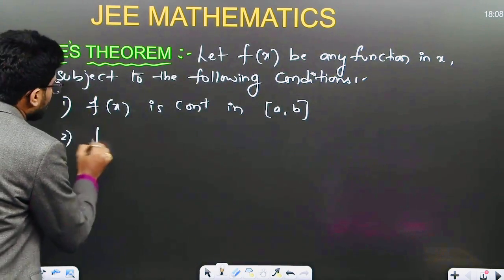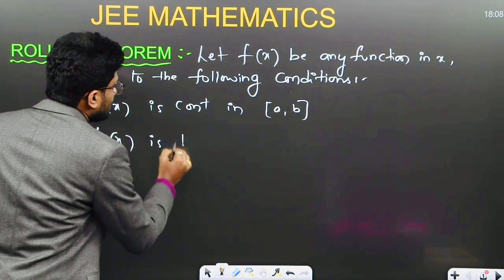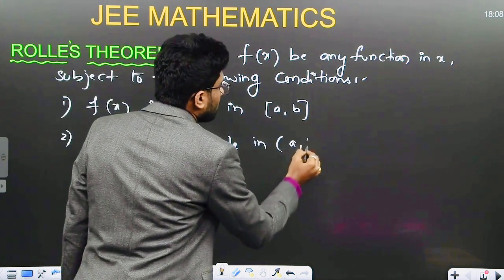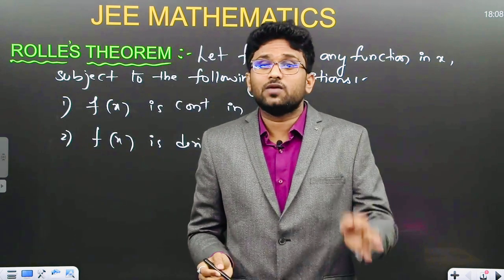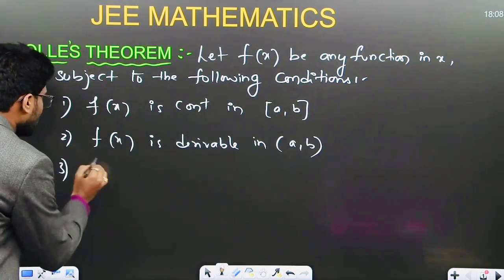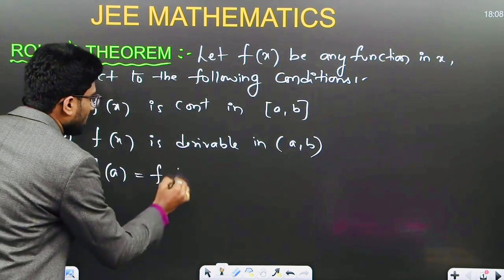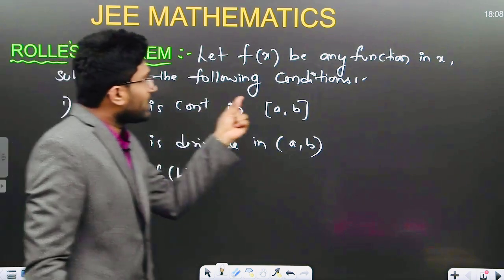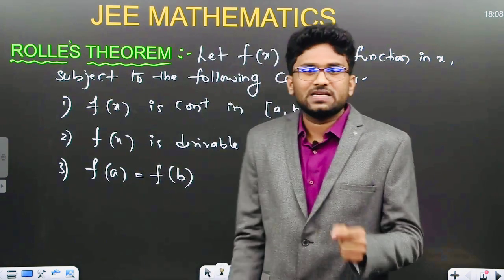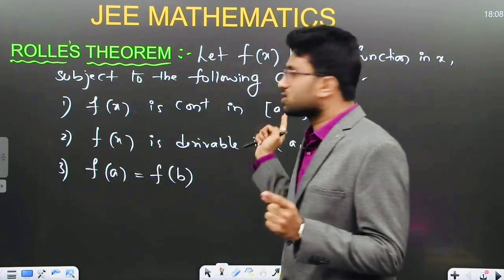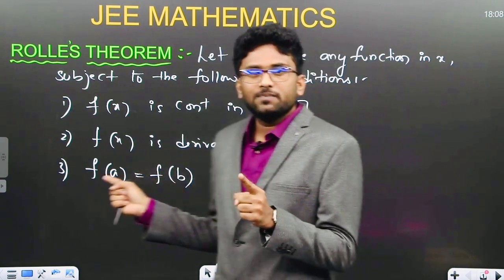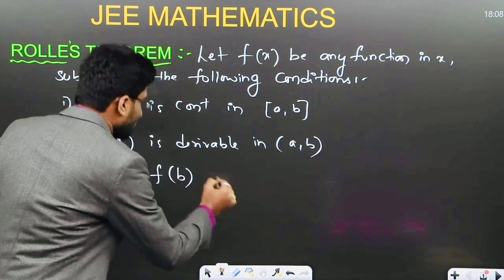Number 2, f of x is derivable in open a comma b. f of x should be differentiable for all x belongs to open a comma b. Number 3, f of a is equals to f of b. So let f of x be any function subject to these three conditions. First condition is it should be continuous for all x belongs to closed a to b. It should be derivable in open a comma b, and f of a is equals to f of b.